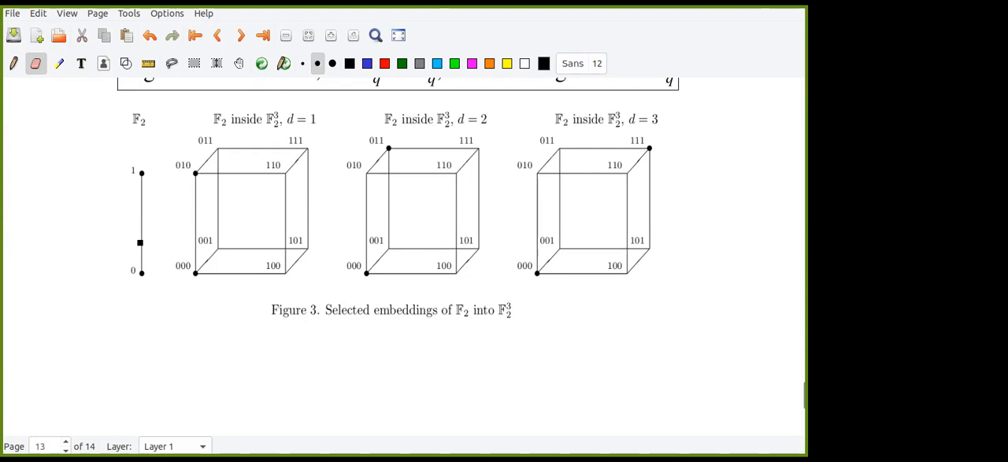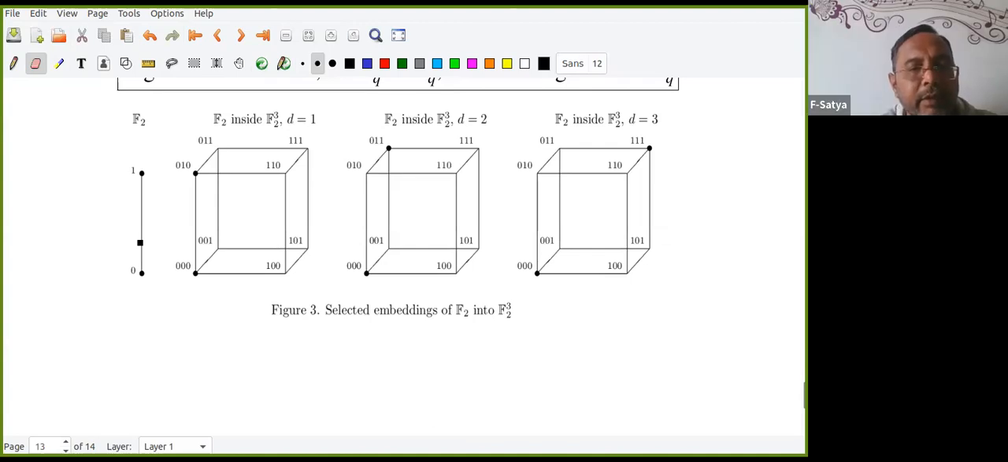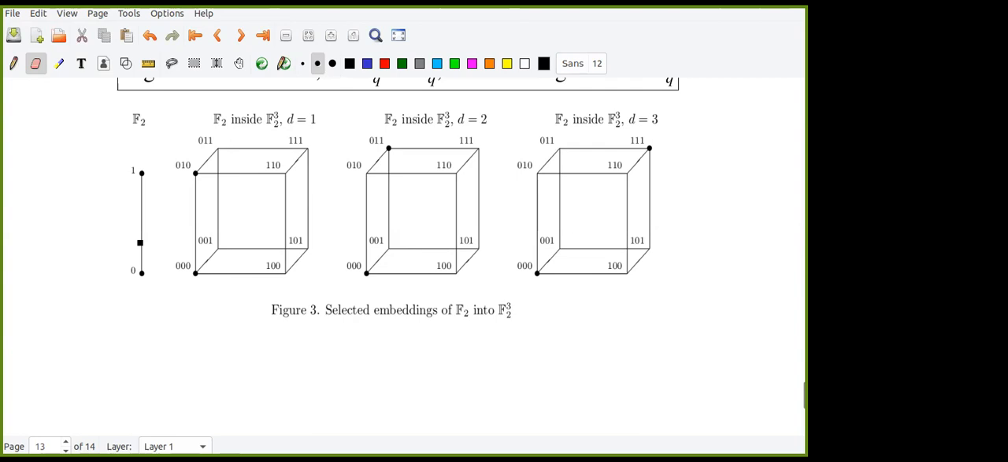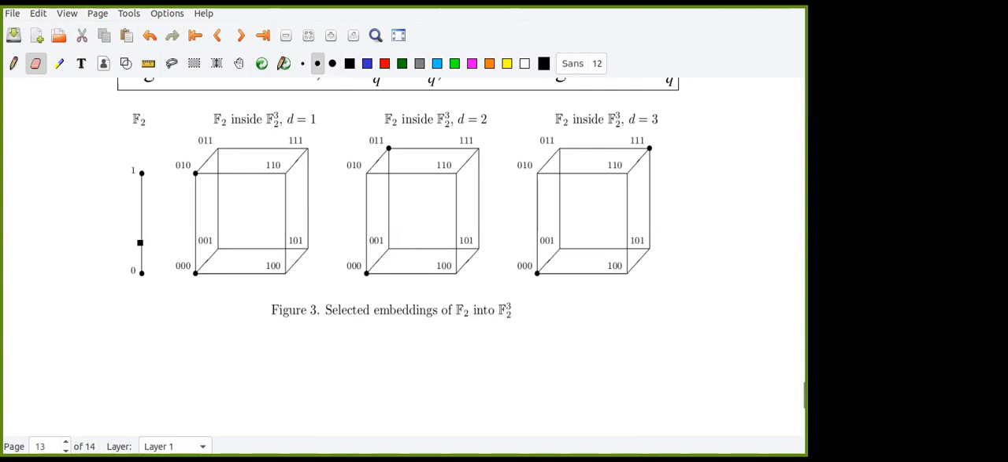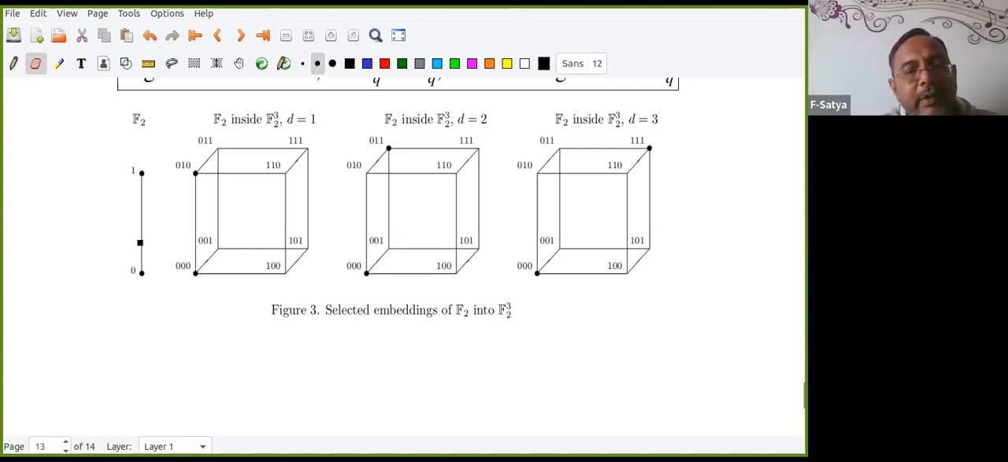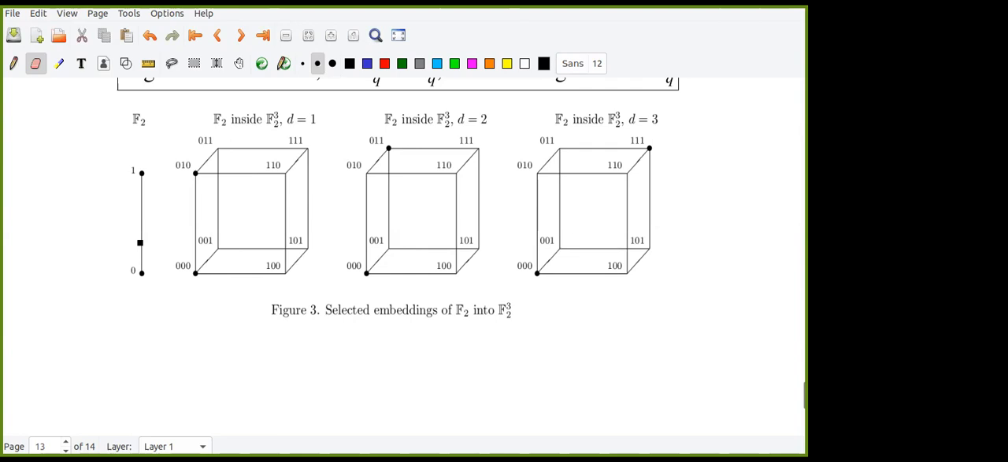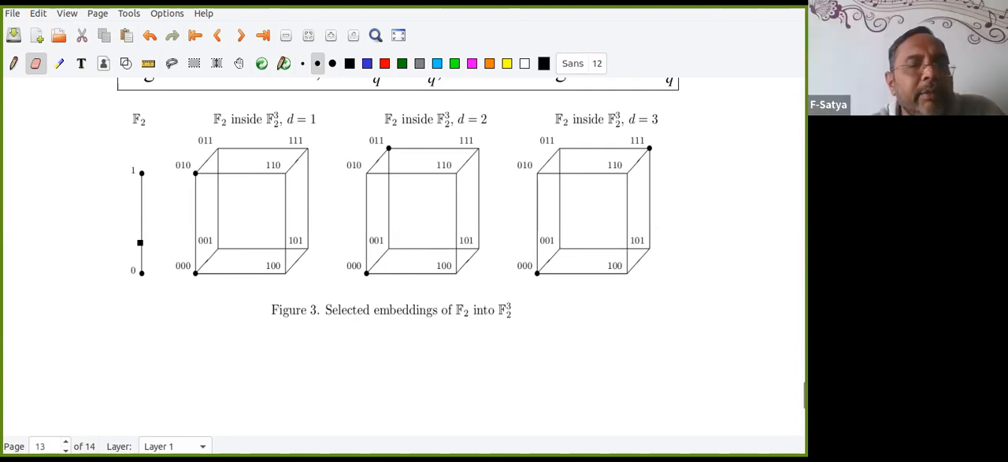What is the map now? f of x is equal to xxx? No, x comma x comma x. What does 1 map to? 1, 1, 1. But I have not mapped like this here. You see that 0 maps to 0, 0, 0 and 1 maps to 0, 1, 0. Can somebody help me? What is the map?